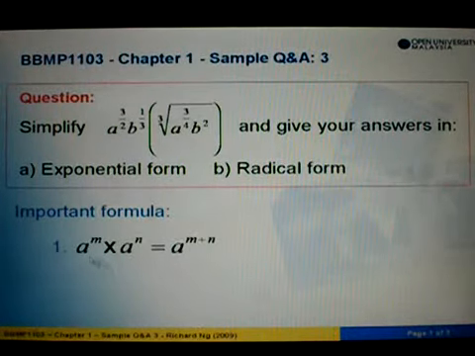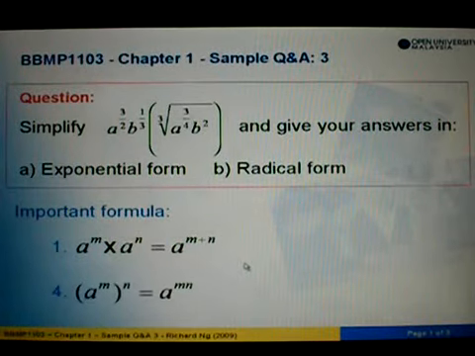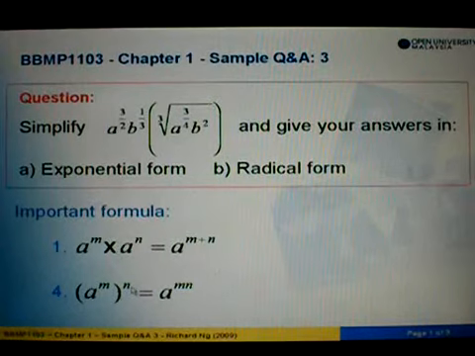The first one is a to the power m times a to the power n. So when the base is the same, when we times the power we add. So we will get a to the power m plus n. Okay. So the second formula is a to the power m, then to the power n. So power and power we times. So we will get a to the power m times n.